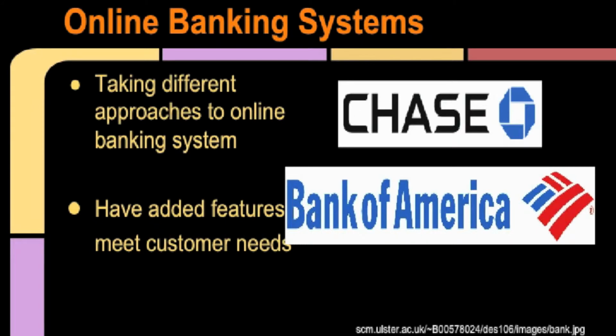Today we're going to be looking at two different banks, Bank of America and Chase, and look at the approaches that each of them have taken to enhance their online banking systems in an attempt to meet customer needs, provide easier access to customer accounts, as well as accessibility on the go in order to compete.